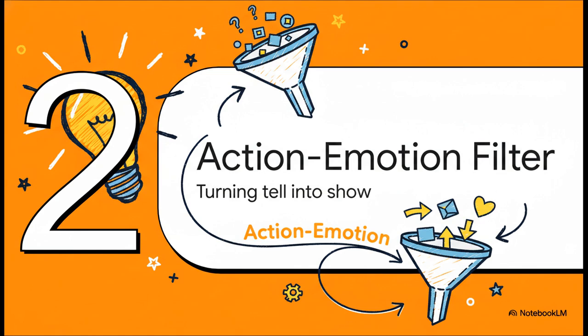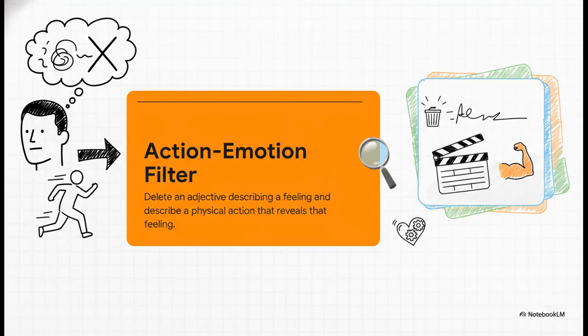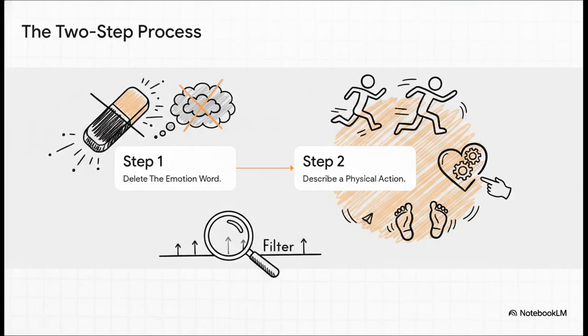But the good news is there's a really simple, super powerful tool to fix this. It's called the action emotion filter. And honestly, it's a total game changer for anyone who needs to communicate effectively. And the definition is just brilliantly simple. The idea is, whenever you're about to use an adjective, a word to describe a feeling, you just stop. You delete that emotion word right out of your vocabulary. And then you replace it by describing a physical action that proves that feeling. And it really is that simple. Just 2 steps. That's it.